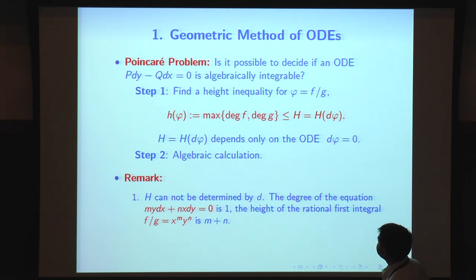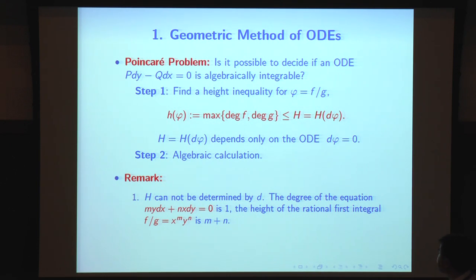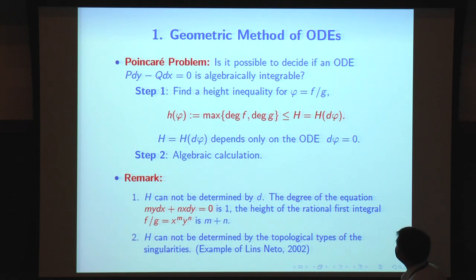So what is H? It is easy to say that you cannot use the degree of P and Q to bound this H, because you can see in this example, this is the rational function whose degree can be arbitrarily large, but the differential equation is this, so the degree of the differential equation is 1. So we cannot use the degree of this one to bound this number. There are also examples showing that this number cannot be determined by the topological type of the singularities, so you cannot use the number of singularities and the multiplicities to bound this H. This is the meaning of the example of Lins Neto. So it is very difficult to find such an inequality.